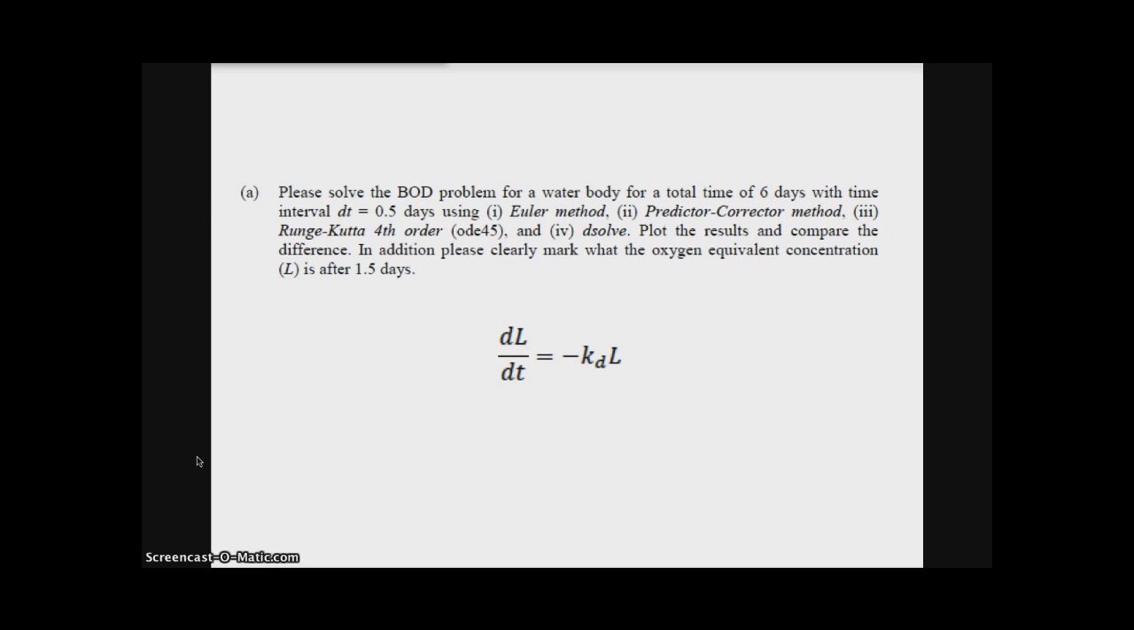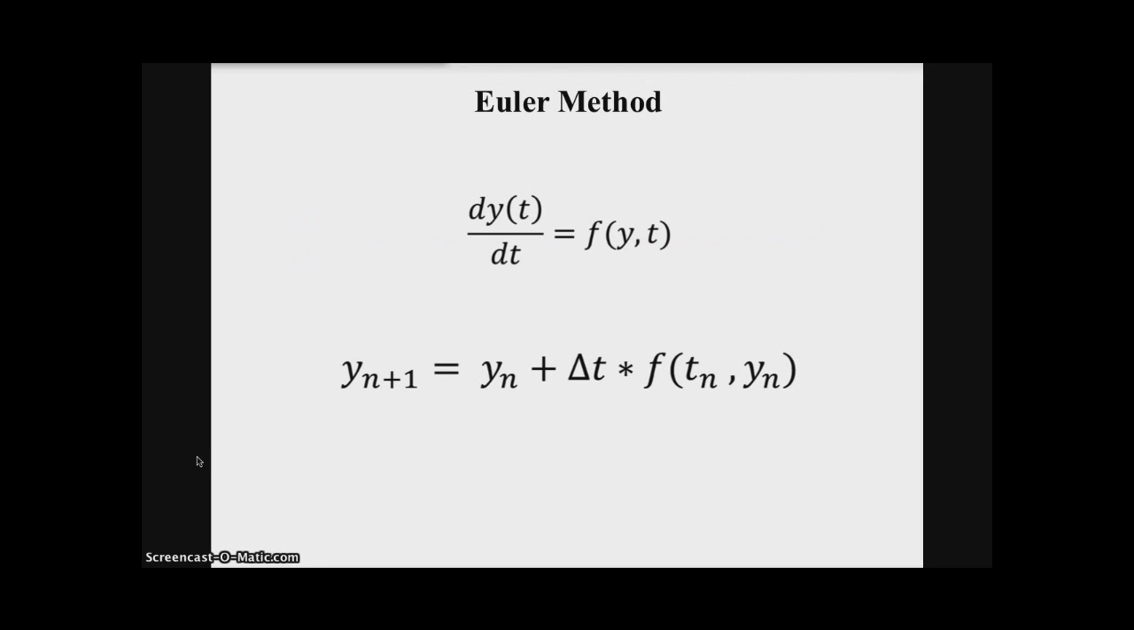For Part A, we're asked to find the amount of BOD remaining in a lake over a 6-day time period, assuming that BOD will decrease as seen in the function below. We would complete this using 4 different methods. We were given initial values for BOD of 15 milligrams per liter, as well as a value of KD being 0.55 per day. We'll start with Euler's method.